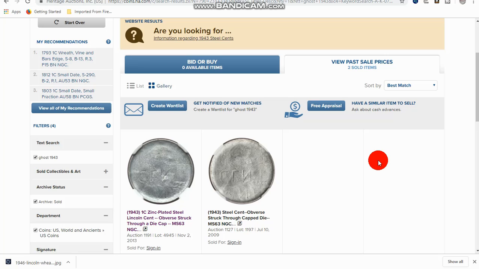I hope this helped you know the value and know what causes weak date digits on coins.